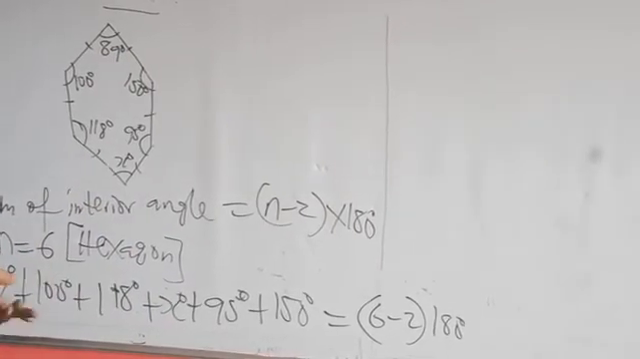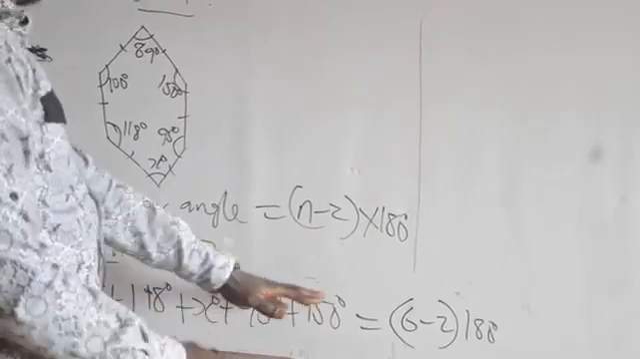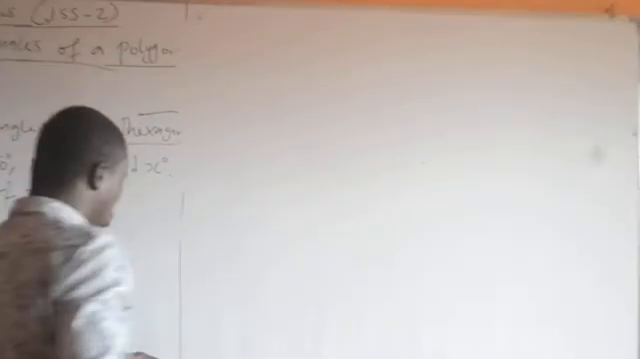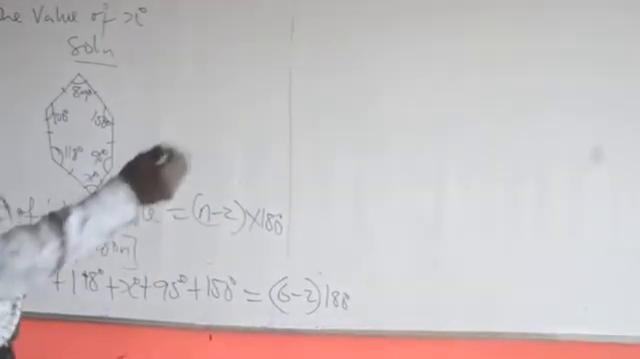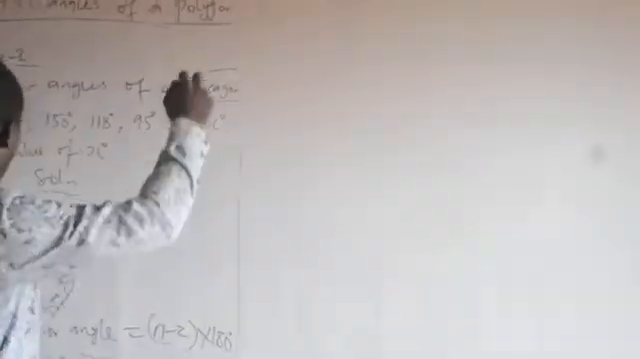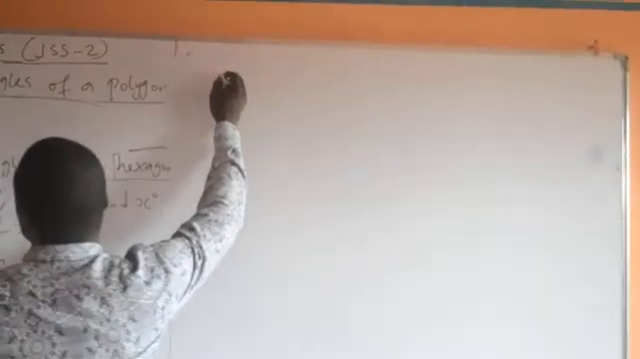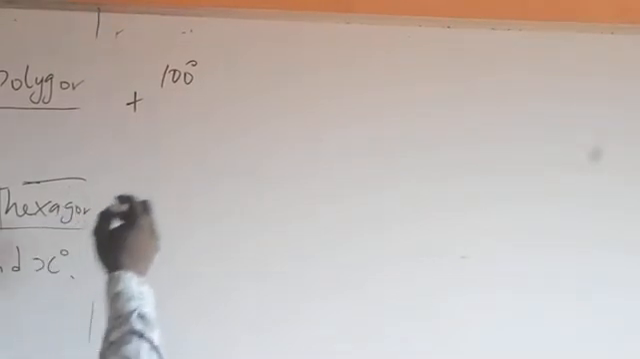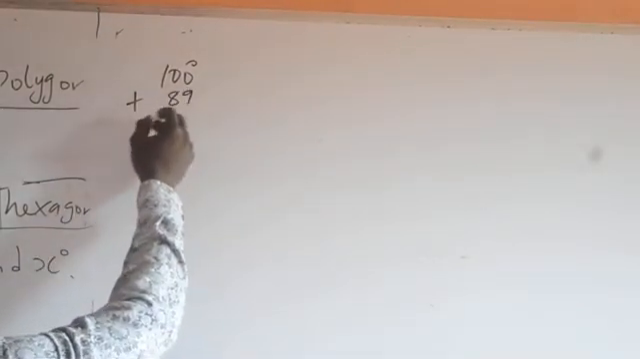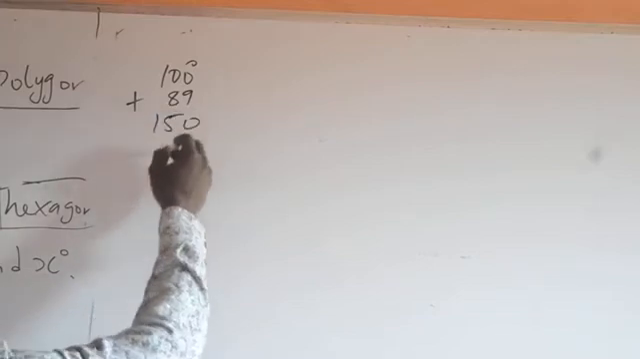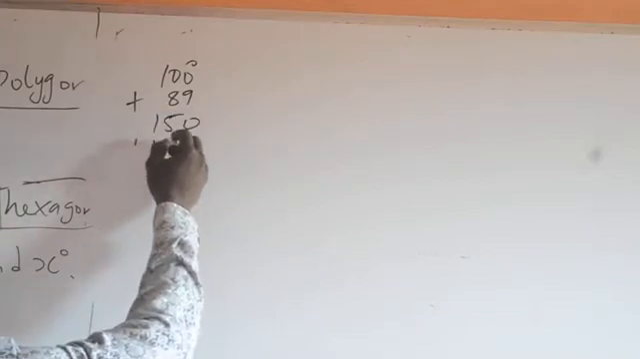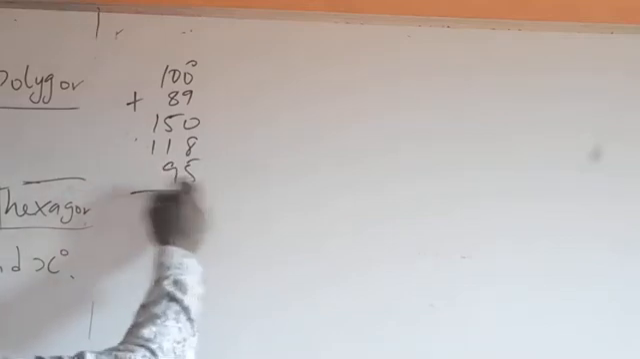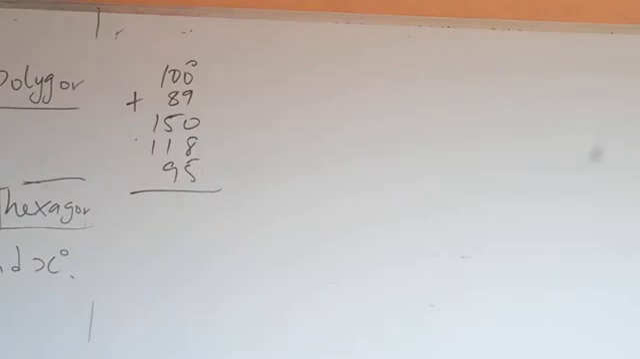So what do you do? By rearranging, bring the numbers to one side and the letter to the other side. Let's sum up all the angles here. Just go to the outside of your note. Quickly say 100 degrees plus 89 degrees, then plus 150 degrees, plus 118 degrees, plus 95 degrees. Okay, so sum up all these. Let's do it like in kindergarten.